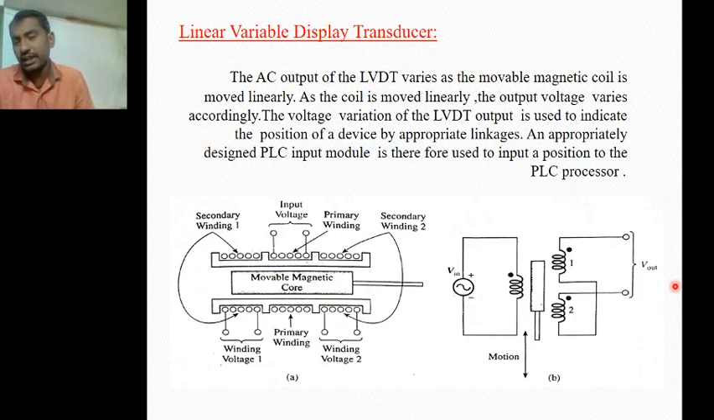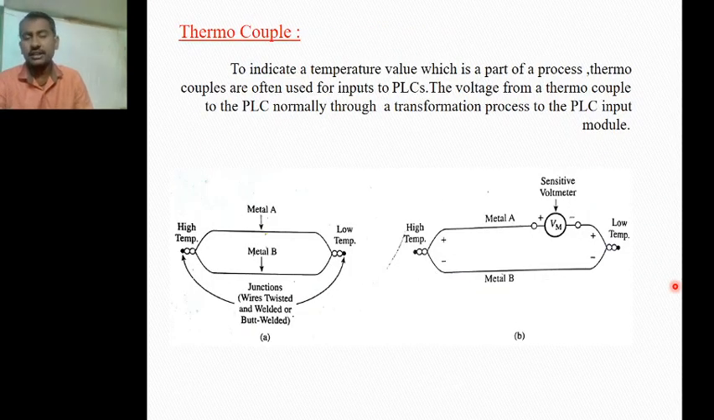So this is also a transducer. Here the displacement is converted into an electrical signal, and that's why this is called a linear variable differential transformer. And the next analog input device is the thermocouple.